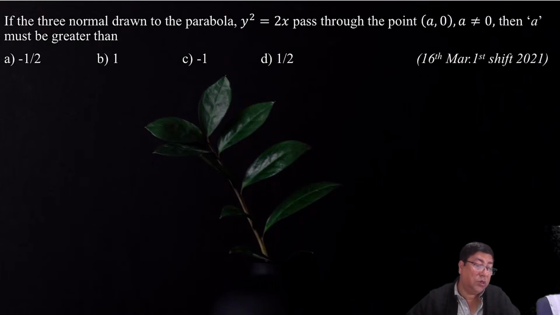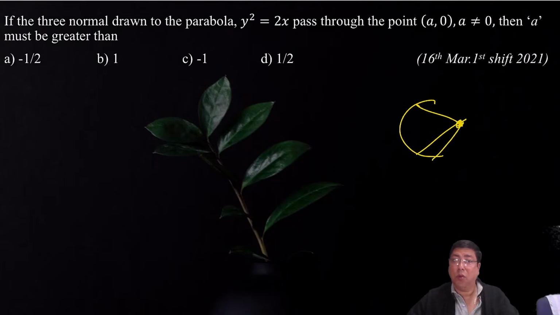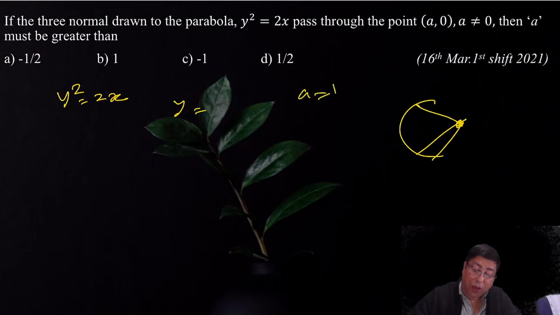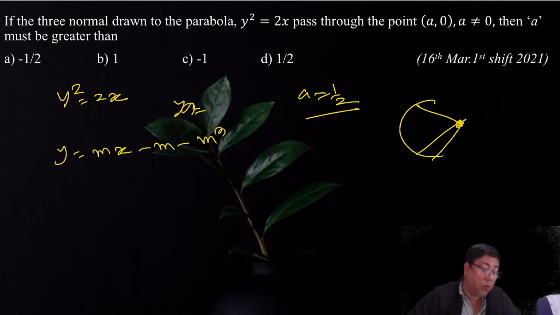If three normals drawn to the parabola y squared equals 2x pass through the point (a, 0), then a must be greater than... This is a co-normal point, since three normals are drawn from any point. We have y squared equals 2x, so the equation of the normal is y equals mx minus 2am minus am cubed, here a equals half, given.